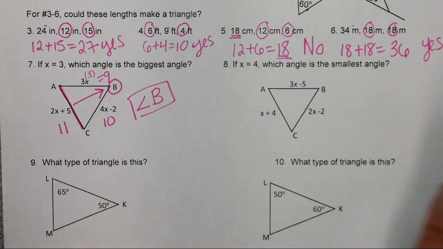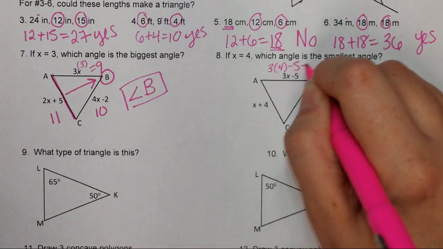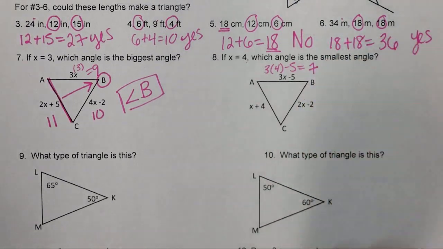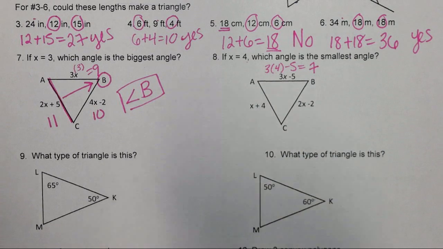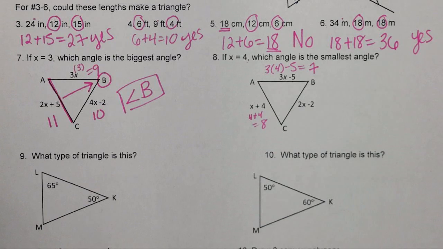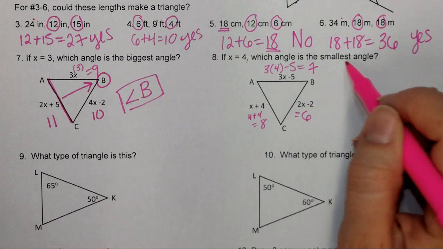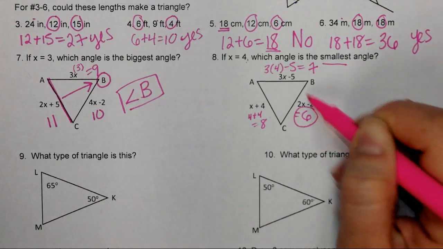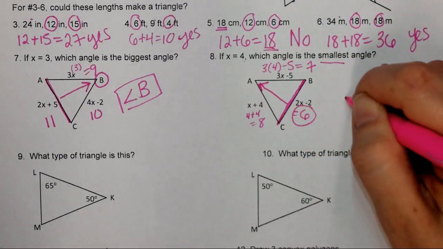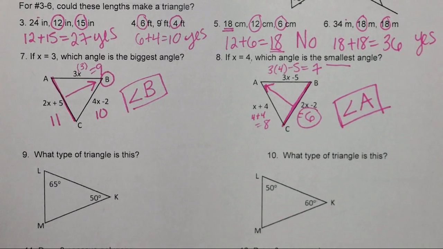All right, number 8. We need to plug in 4 for x, so 3 times 4 minus 5 is equal to 7. Okay, 4 plus 4 gives us 8. 2 times 4 minus 2 gives us 6. Okay, so in this case, our smallest side is BC, which means that our smallest angle is going to be angle A.